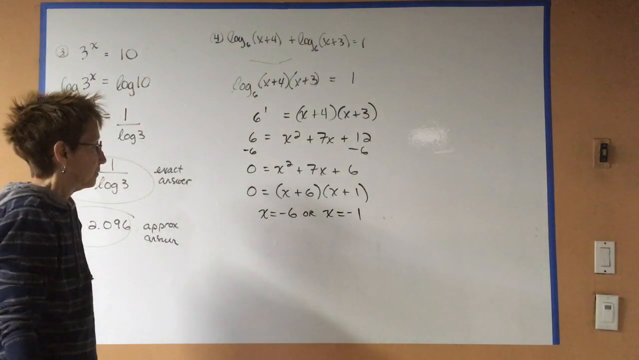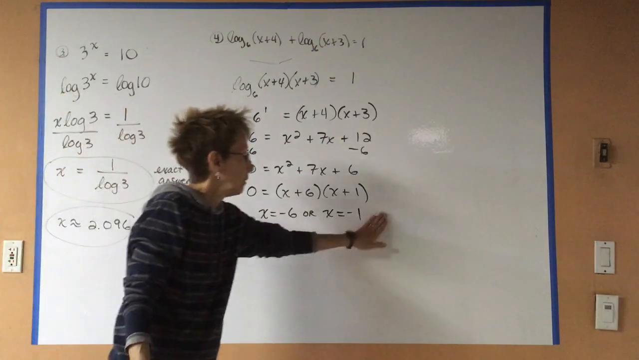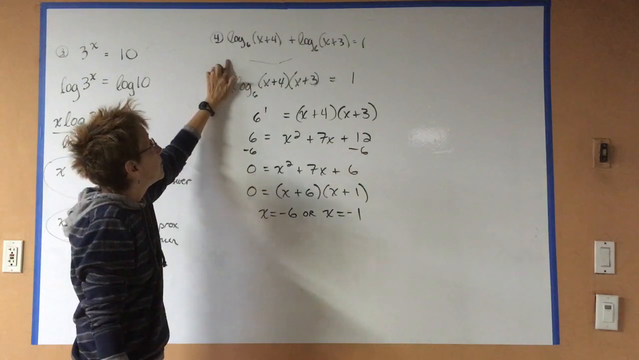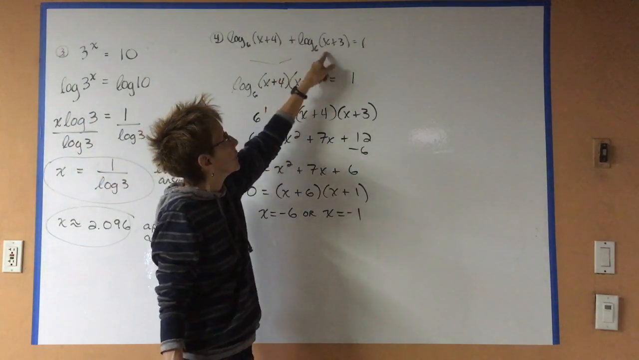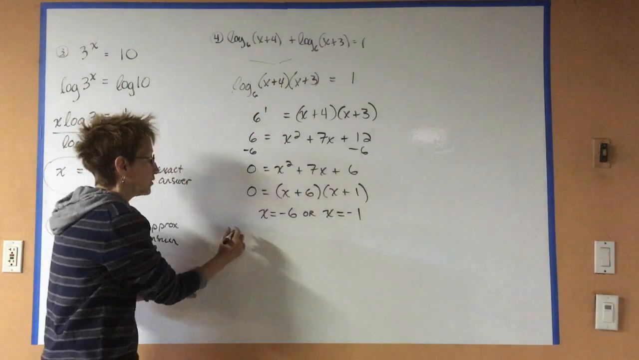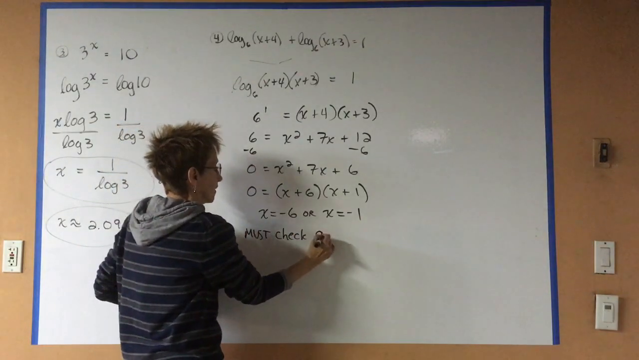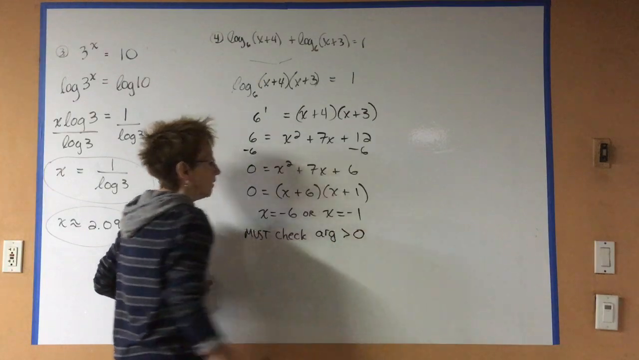So now, I'm tempted to circle them, but what do I need to remember to think about? This was a log equation, right? And the base we knew is the argument where the x was, so the argument is the issue, so I must check the argument greater than 0.